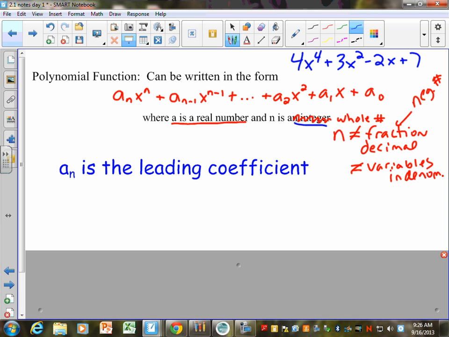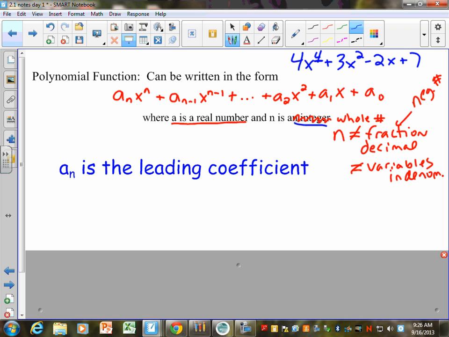Okay, so for this one, the highest degree would be 4, and its leading coefficient would be the number in front of that, which happens to also be 4. So it's just 4. Right. The leading coefficient is just the number in front, not the x included. Now, why do we have to have the sub n there?